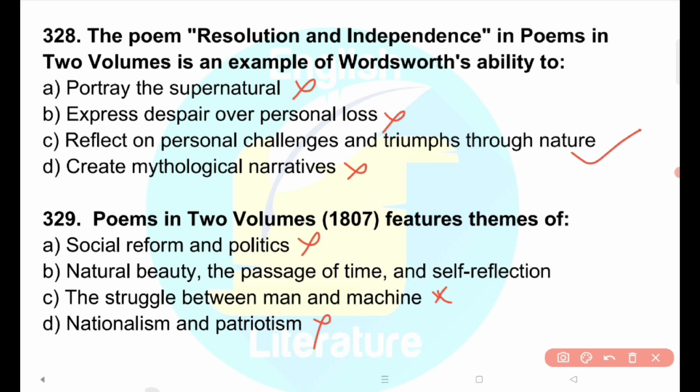Option B is the correct answer: natural beauty, the passage of time, and self-reflection. Poems like Ode: Intimations of Immortality and Resolution and Independence explore the fleeting nature of youth, the power of nature, and deep introspection.